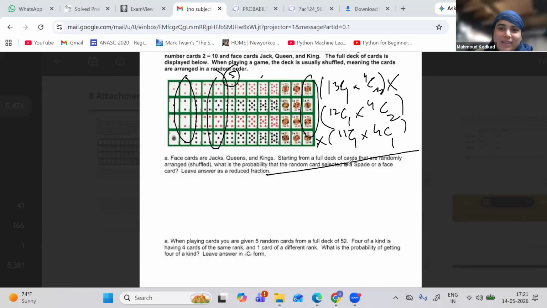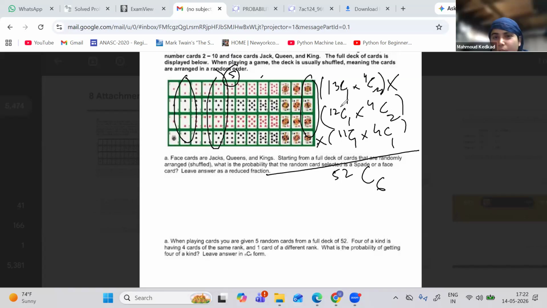And then the denominator was 52C6. You're selecting a total of six cards. That's a probability. So it would be 13C1, 4C3, because you're picking two cards to start. So 4C2.